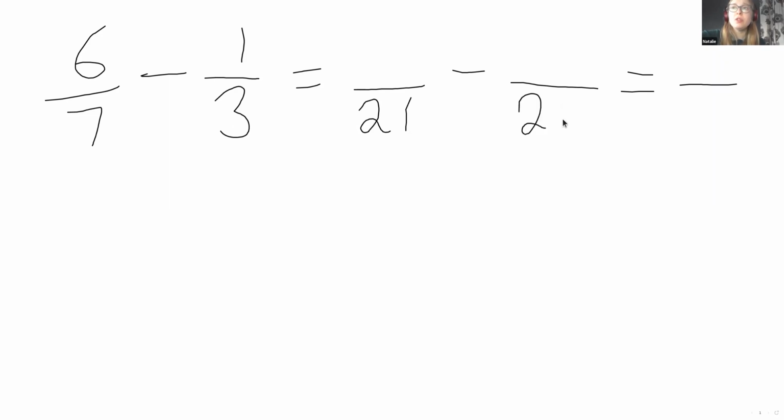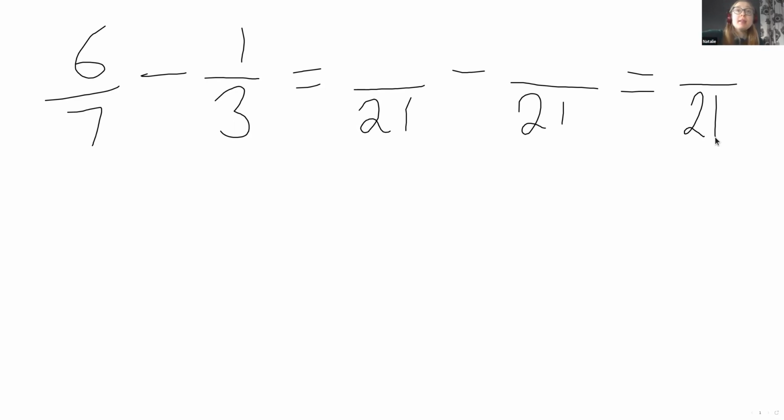Now, if you've had a watch of our adding video, you'll notice this looks very similar to how we add fractions. And that's because subtracting or taking away fractions is exactly the same process as adding. We just do a take away at the end.